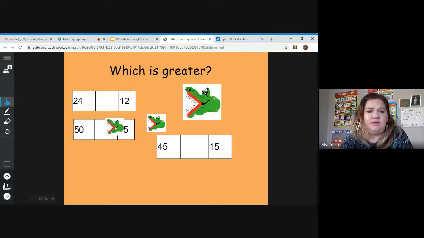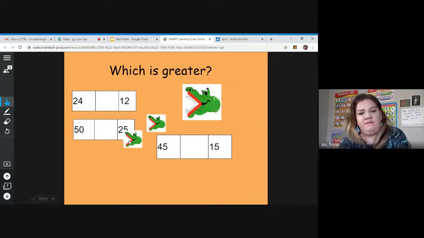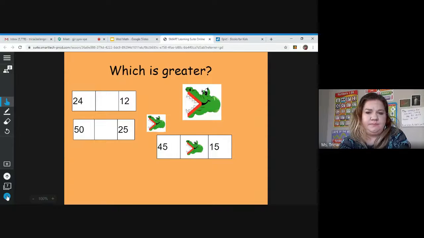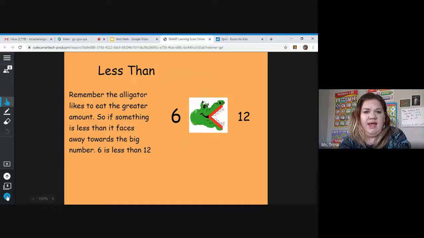And 50 is greater than 25. And 45 is greater than 15. Less than. Remember, the alligator likes to eat the greater amount. So if something is less than, it faces away towards the bigger number. So 6 is less than 12.